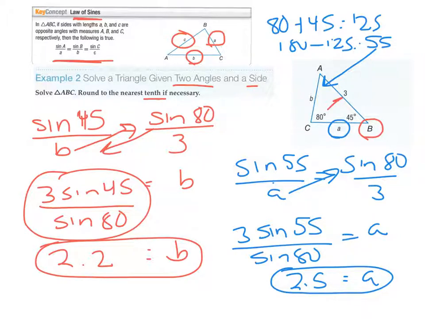And so we found both sides, a and b, by using the law of sines. So you can use this when you have two angles.